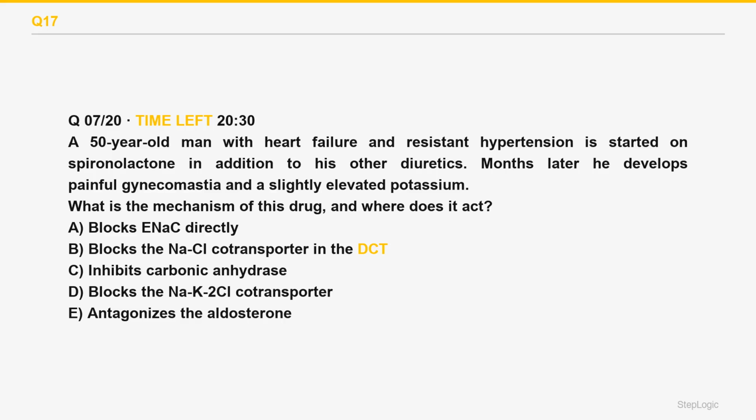What is the mechanism of this drug, and where does it act? A 50-year-old man with heart failure and resistant hypertension is started on spironolactone in addition to his other diuretics. Months later, he develops painful gynecomastia and a slightly elevated potassium. Read the command: mechanism and site of spironolactone. Aldosterone receptor antagonist in the collecting duct, potassium sparing, gynecomastia.